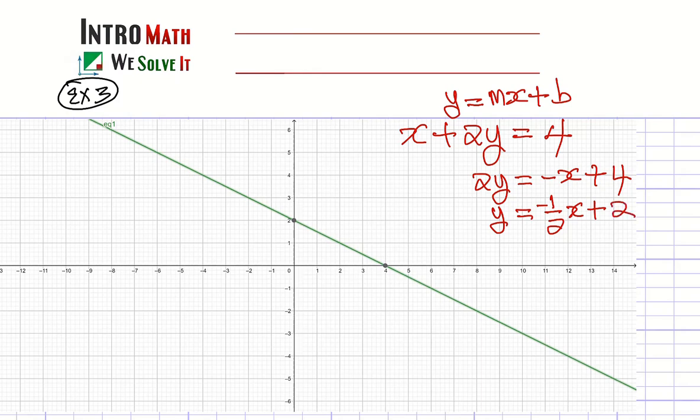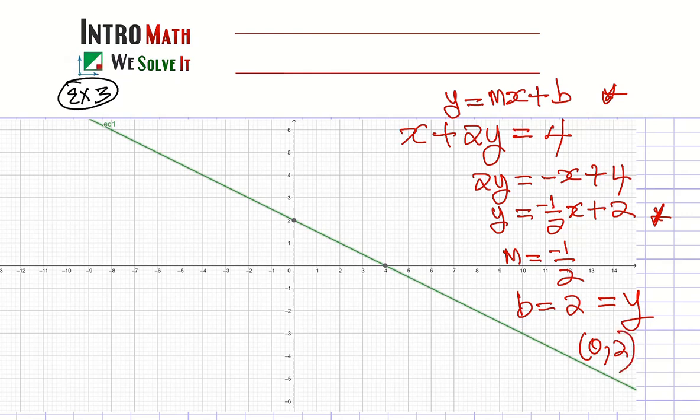sides by 2, right? So if you compare this to that, then you see that the slope is equal to -1/2, okay? And then the b is basically 2, right? Which is y when x is 0, right? You see that, right? So we take this point. This point here is (0, 2). We take it and we use the idea of rise and run. You see what we're doing?